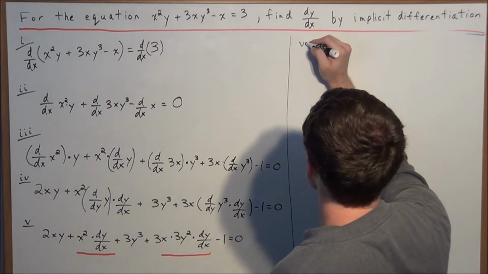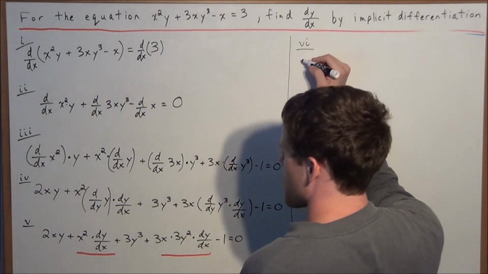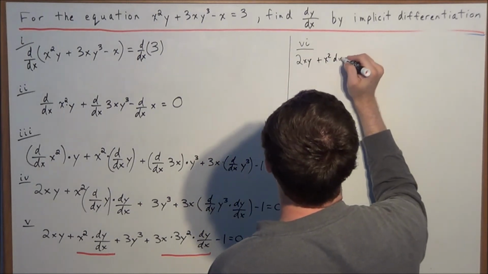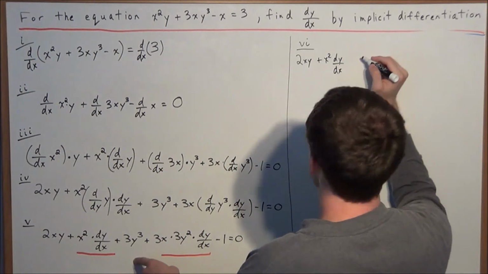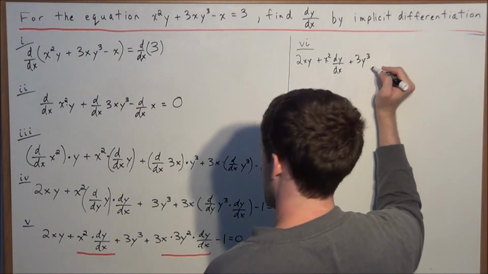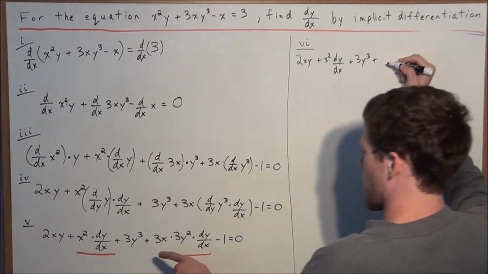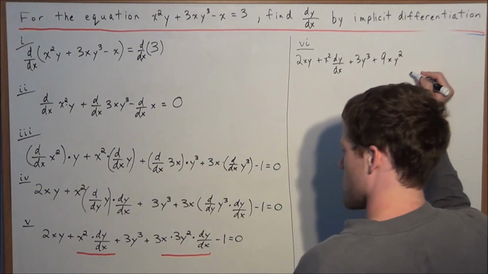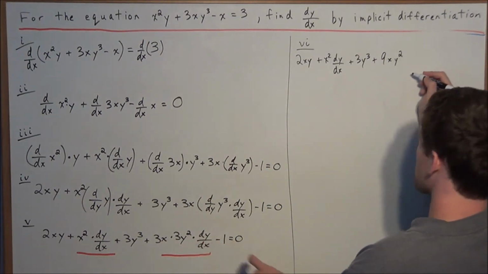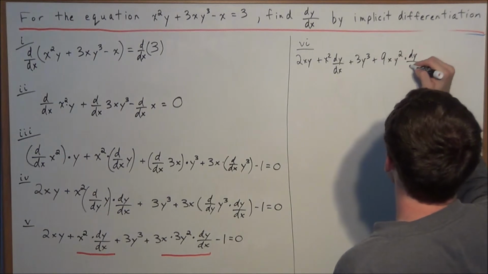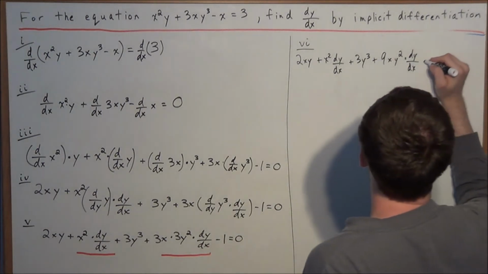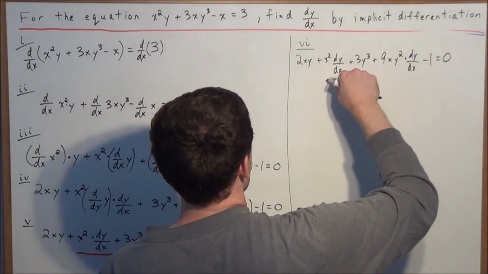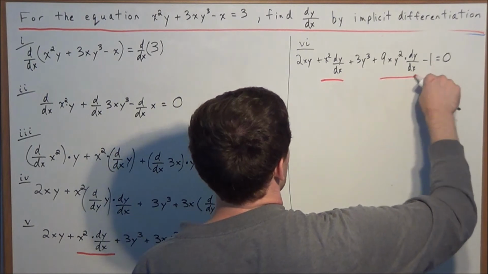So for line 6, we're just going to rewrite what we have. We have 2xy plus x squared dy/dx plus 3y cubed. And now we have plus, now 3x times 3y squared we could write as 9xy squared, and now times dy/dx. And now we have minus 1 equals 0. So what we need to do, as I said before, is keep the dy/dx terms on one side and get everything else on the other side.